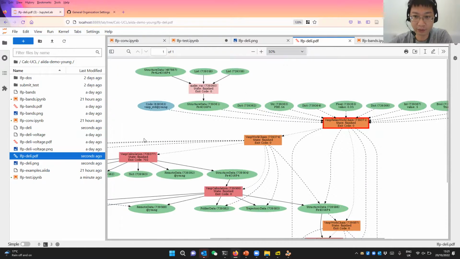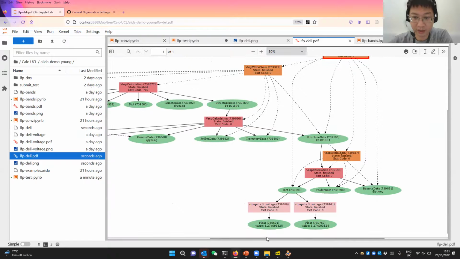So here, after running all this, I get my final energy, which is stored in this dictionary node, and I run this compute lithium voltage calculation and it gives me a final value of the voltage. So this is actually how I run my calculations.